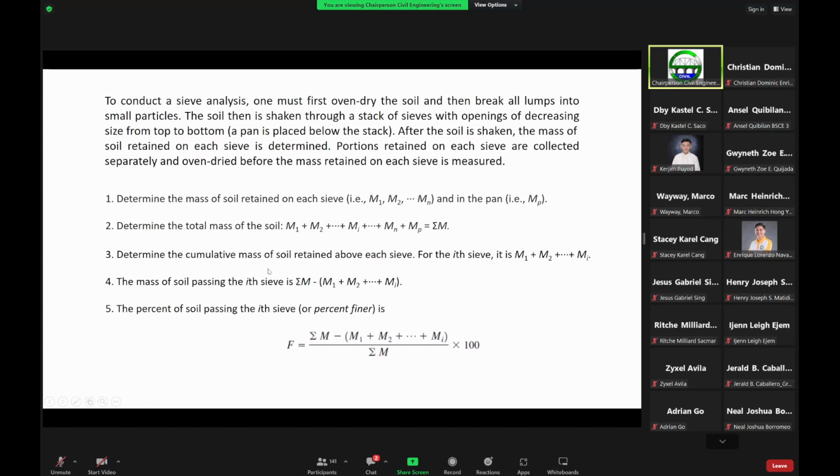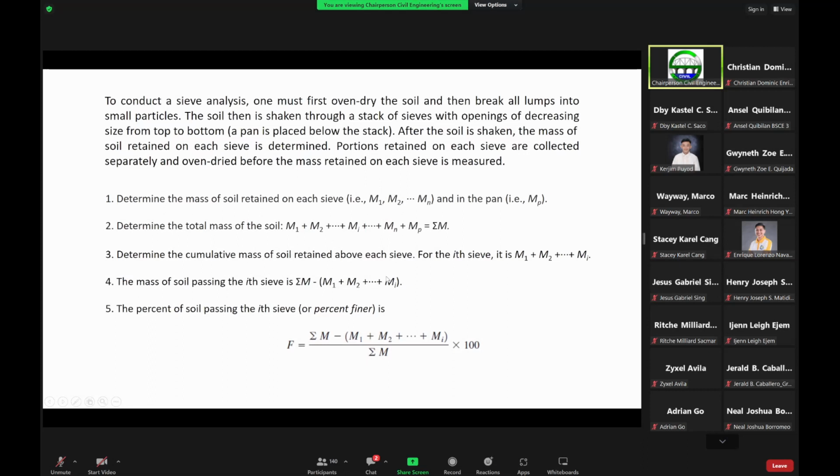Then we determine the cumulative mass of soil retained above each sieve. So for example, for the ith sieve, the cumulative mass will be M sub 1, M sub 2 until M sub i. So the mass of soil passing through the ith sieve will now be the total mass, which is derived from here, minus the sum of the masses until the ith sieve. This one here.